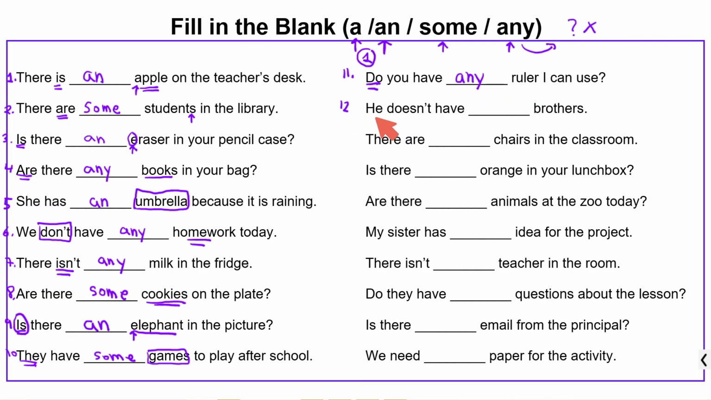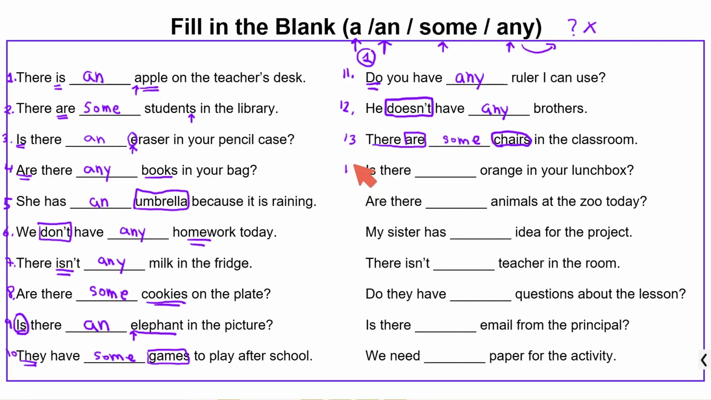Number 12, he doesn't have blank space brothers. Is this a positive or a negative sentence? Well, our key hint here is "doesn't." This makes this sentence negative. So he doesn't have any brothers. Number 13. There are blank space chairs in the classroom. There are. Are is a be verb, it's plural, and chairs is plural. So our best option over here will be some. So there are some chairs in the classroom.